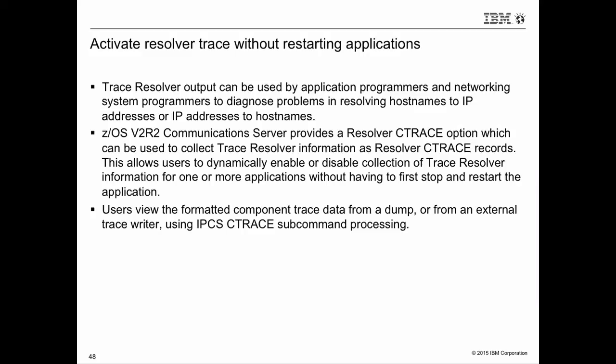It's not something you do during the peak of your day, so it's very inconvenient. So what we've done in 2.2 is provide the same type of information through a ctrace option. So now the trace resolver information that was collected before can now be looked at via resolver ctrace records, which can be dynamically enabled and disabled. And then you also have the benefit of being able to use our IPCS ctrace tools that have been around for some time to format those traces and analyze them. So this should be an improvement for availability in any situation where you're having to debug a problem related to the trace resolver.